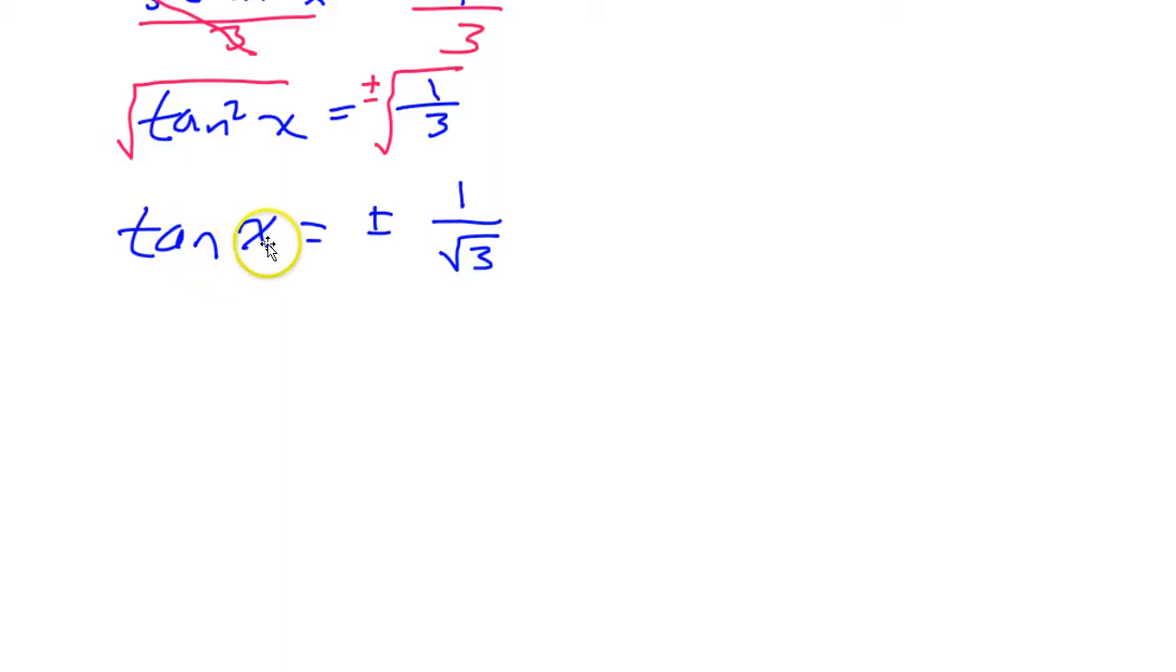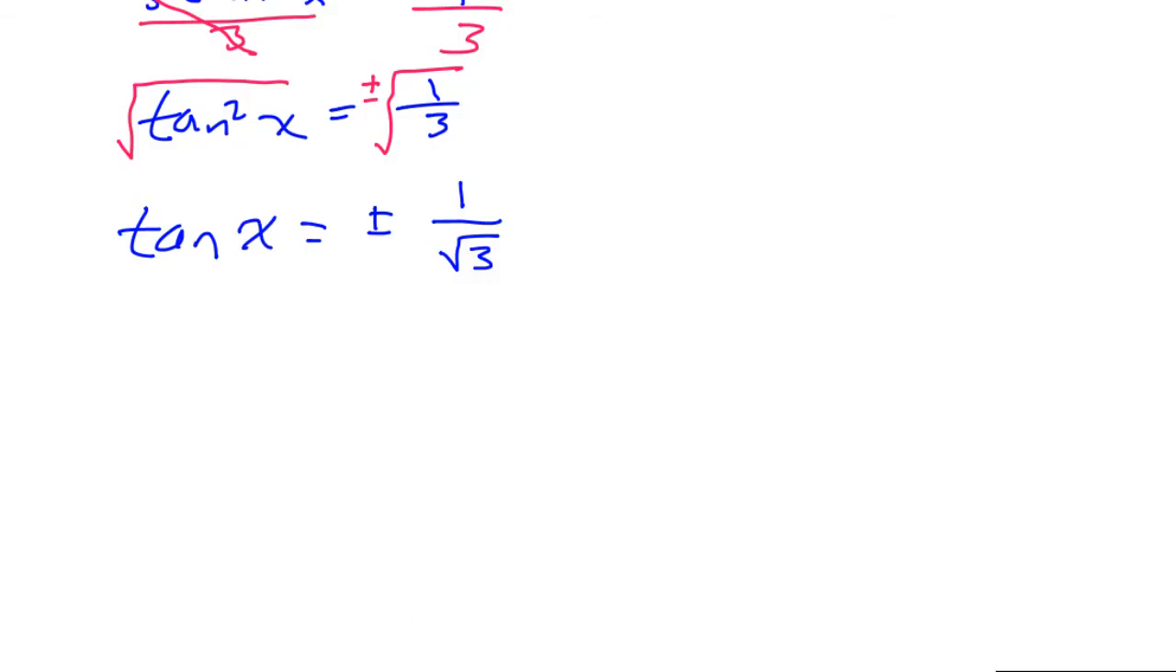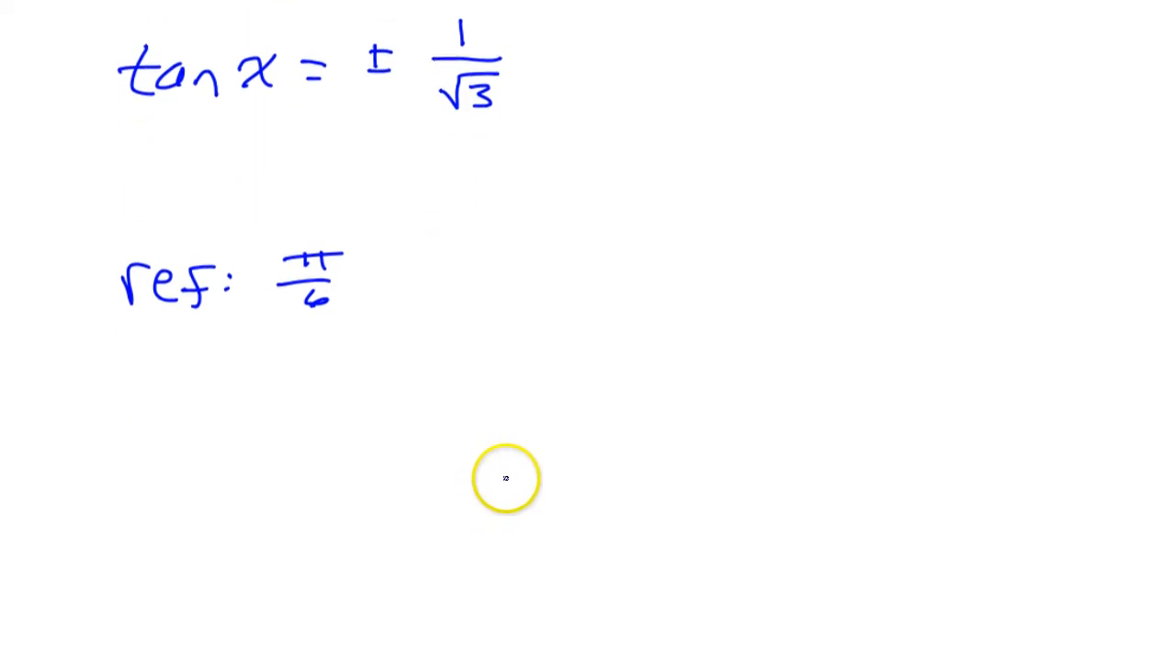Now, I'm thinking about the values that I have memorized. The tangent of what angle is 1 over radical 3? Okay, the tangent of pi over 6 is 1 over radical 3. Now that doesn't mean pi over 6 is the answer. That means it's the reference angle. So I have just discovered that I have a reference angle of pi over 6. Okay, so once I know the reference angle, I draw the diagram.